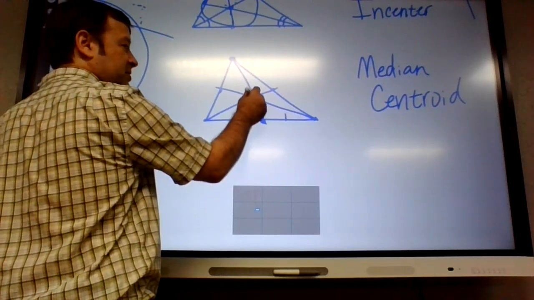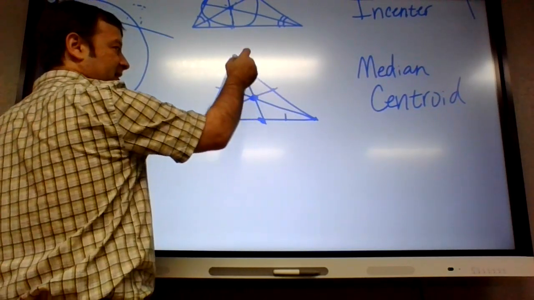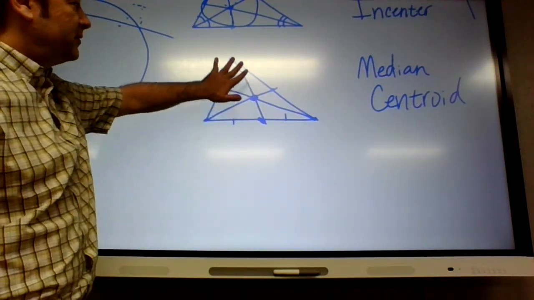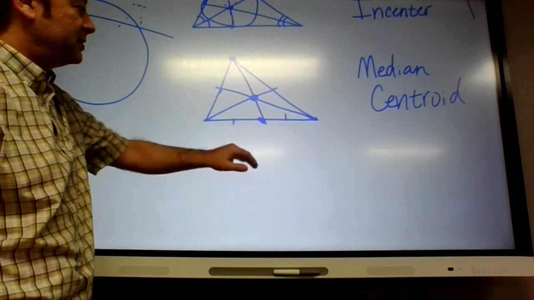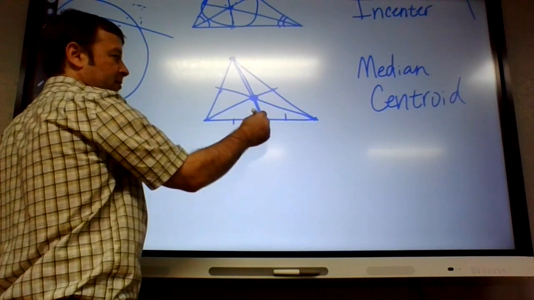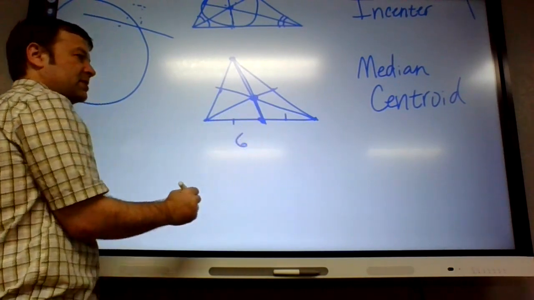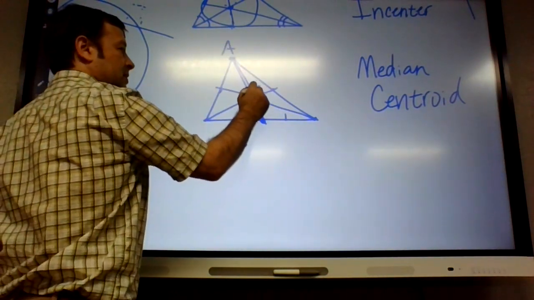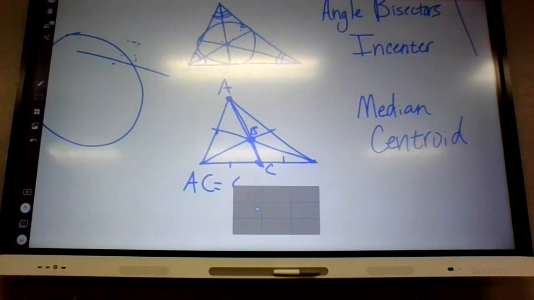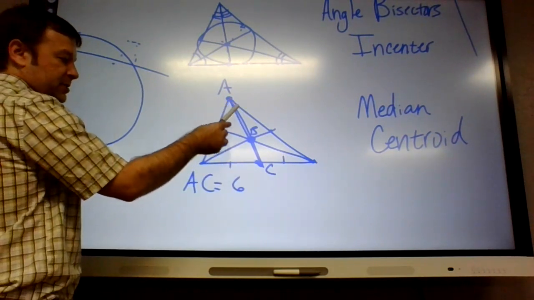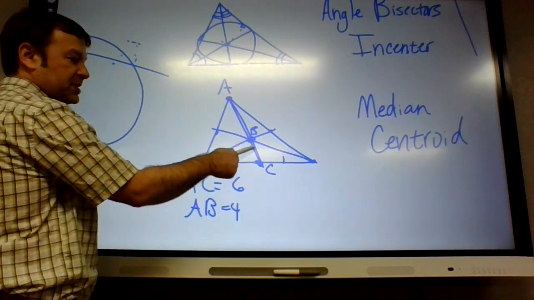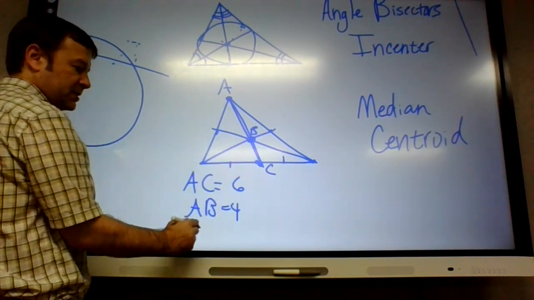Something we know about the centroid is it is 2/3 of the way from the vertex to the opposite side. If the median AC is 6 long, AB is 2/3 of 6, which would come out as 4, which means BC is 1/3 of it, so that would be 2.